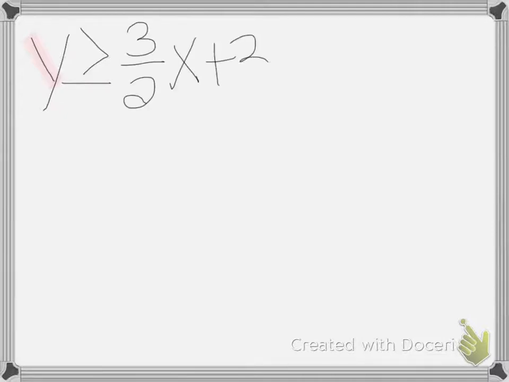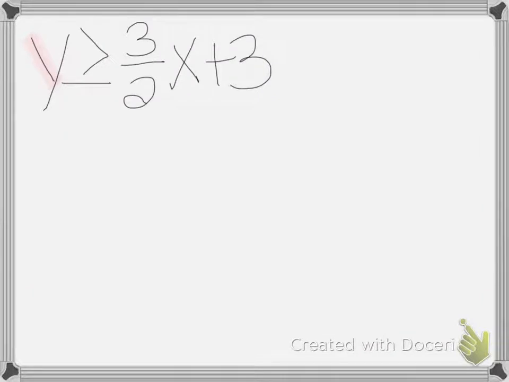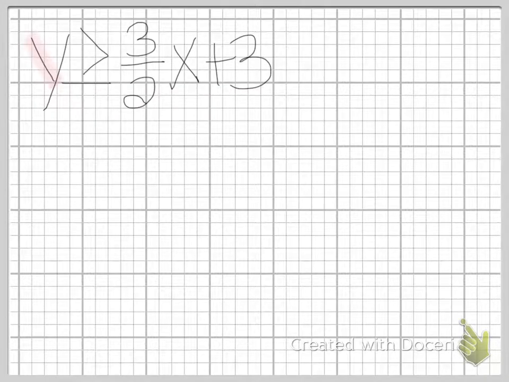What if I have, let's do y, oops, get my marker, y is greater than or equal to 3 over 2x plus 3. Now our steps said step 1, solve the inequality for y in slope-intercept form. It's already in slope-intercept form, so I don't have to do that. So now I just have to grab some graph paper and draw my axis grids. There's my y-axis. There's my x-axis.